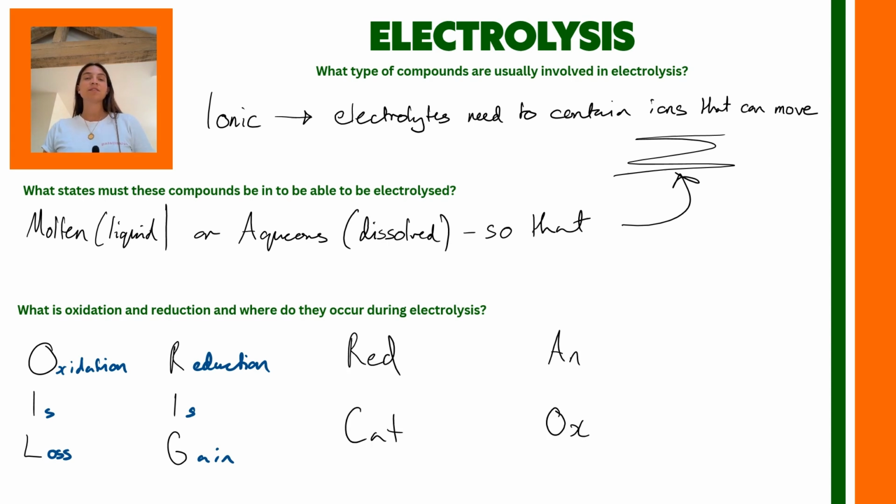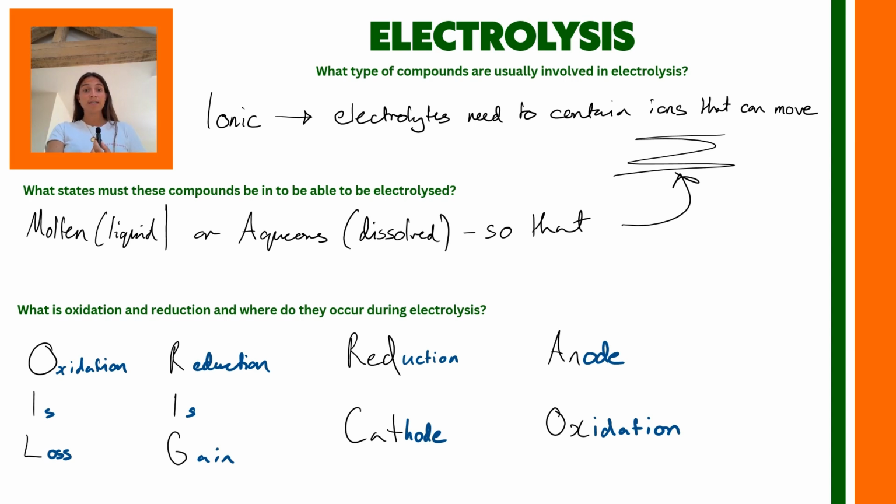Where do these two things occur? Then we've got this other helpful way of reminding us, RED CAT and AN OX. Reduction happens at the cathode and oxidation happens at the anode. So let's just think about that for a second. If we're at the cathode, and another mnemonic here, PANIC: positive anode, negative is cathode. So we're at the cathode, we're at our negative electrode.